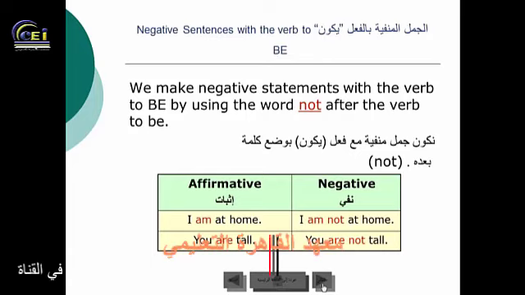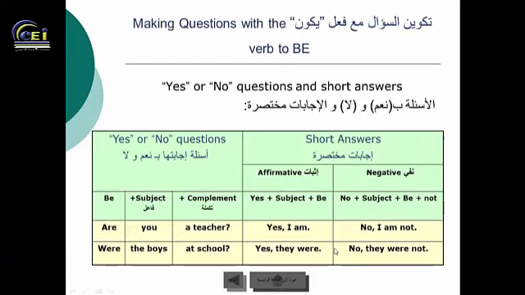I am at home. I am not at home. You are tall. You aren't tall. The question verb to be. Make questions with the verb to be and the answer yes or no. Questions and short answers. The first verb to be: am, is, are in the present, and was or were in the past.